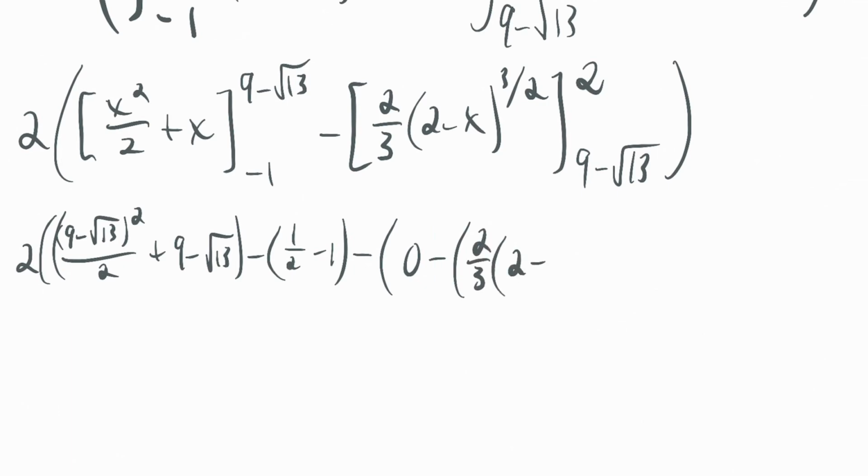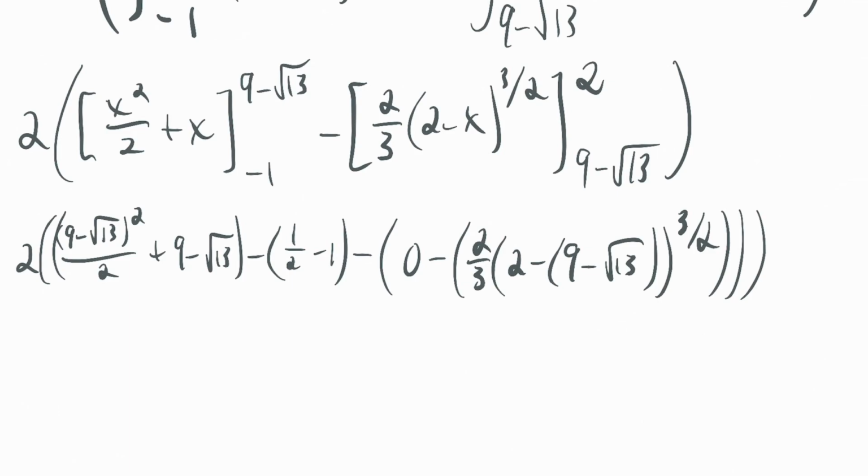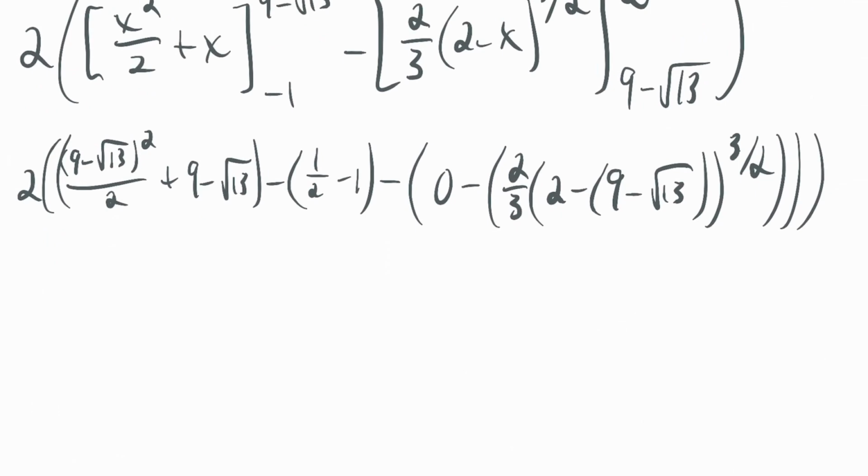2 minus 9 minus root 13, close, 3/2 power, open close. So I got 1 open, 2 open, 3 open, 4, 5. Okay, I think we're okay now. So 1, 2, 3, 4, 5, 6, 7 open total. Okay, that should be good. All right, so giant messy number.